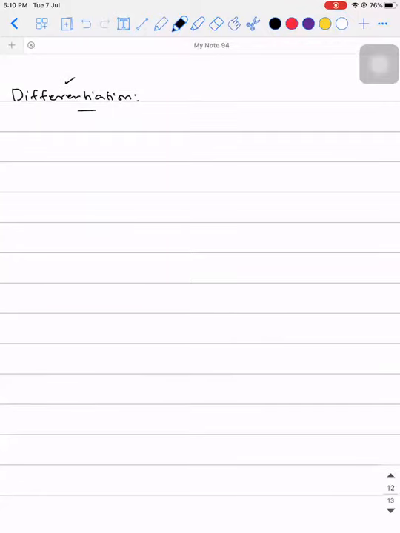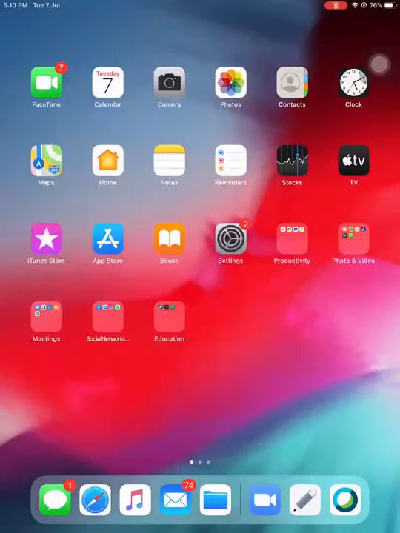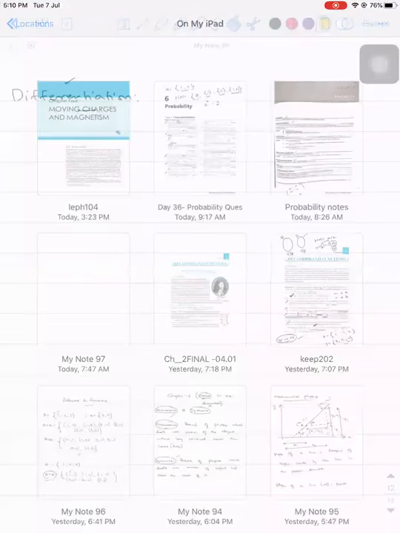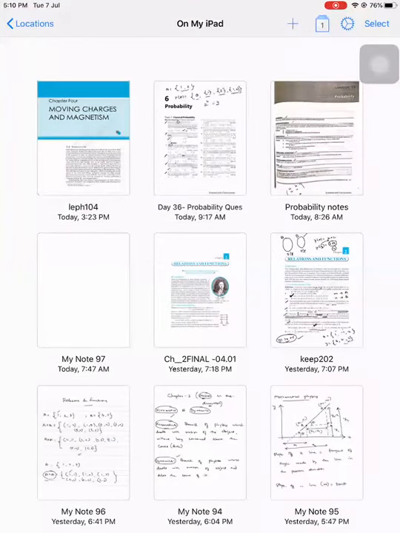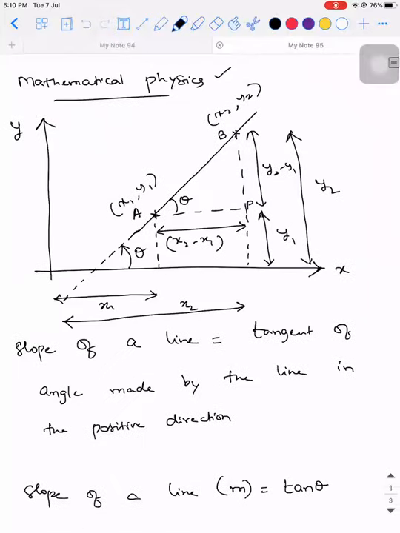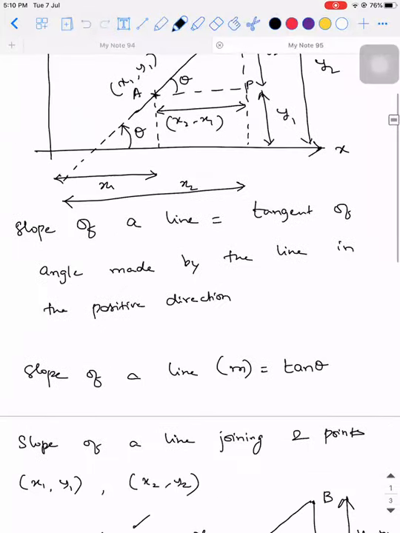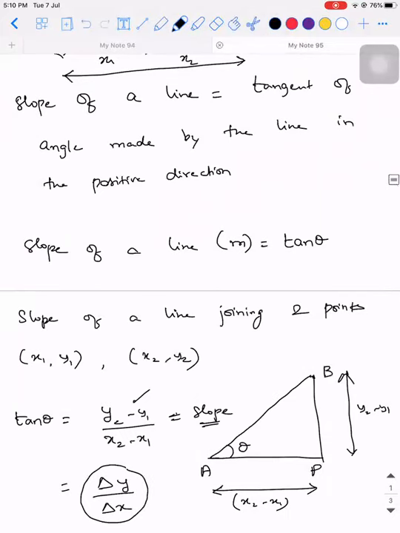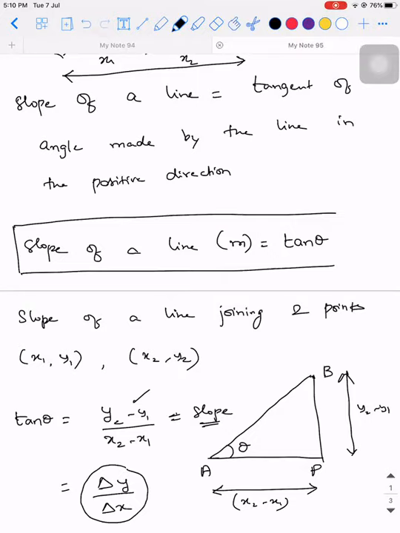Yesterday, do you remember I taught you a concept called slope? I started with something called mathematical physics and I explained what a slope is. So what did I say slope is? I told you there are two definitions. Slope is defined for whom? Slope is defined only for a line.